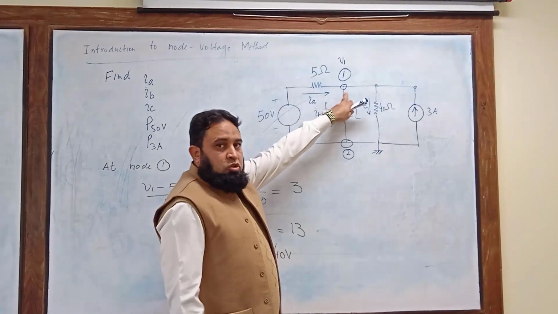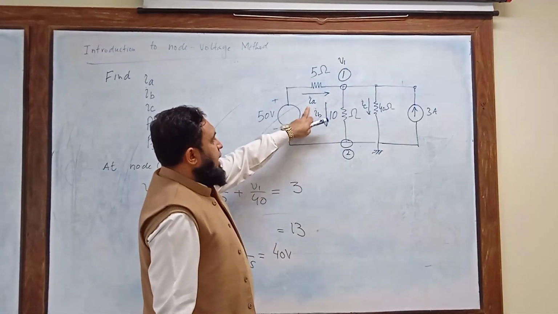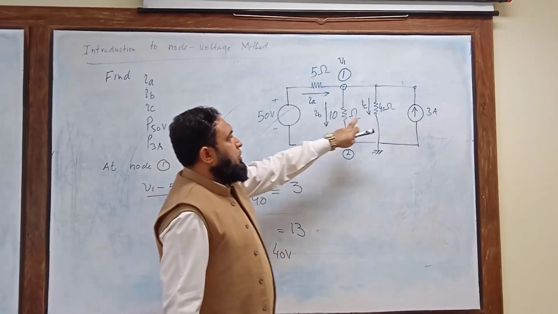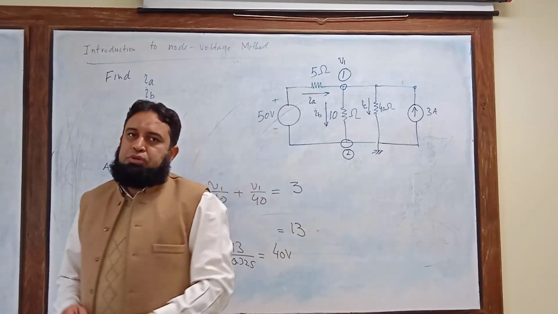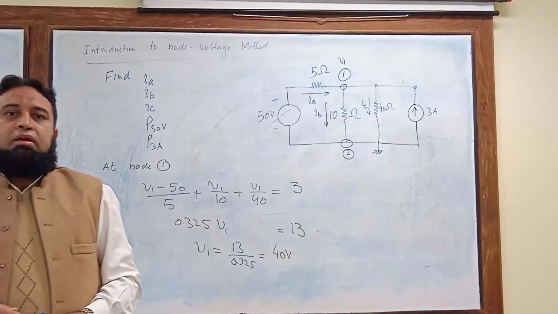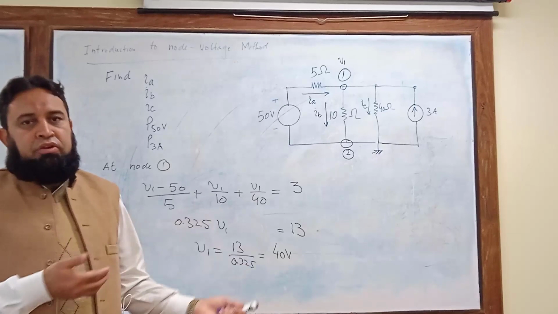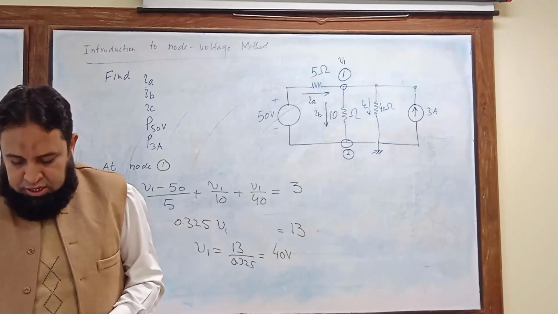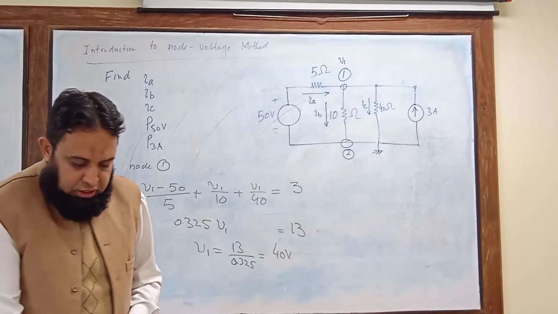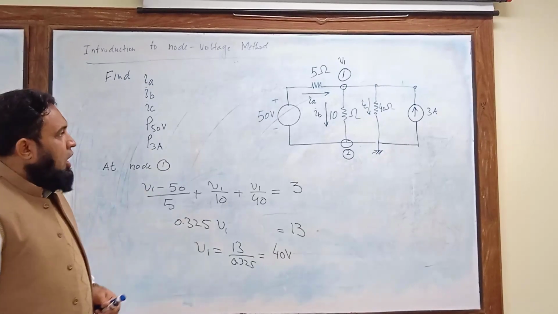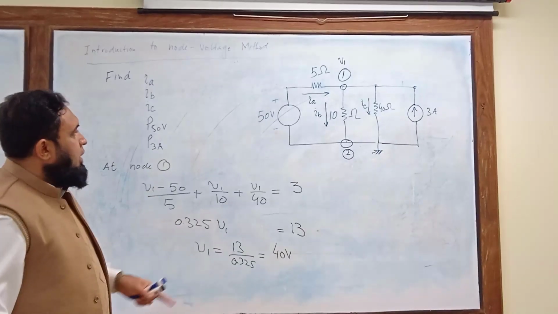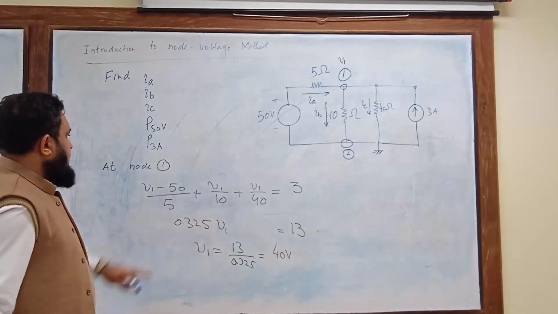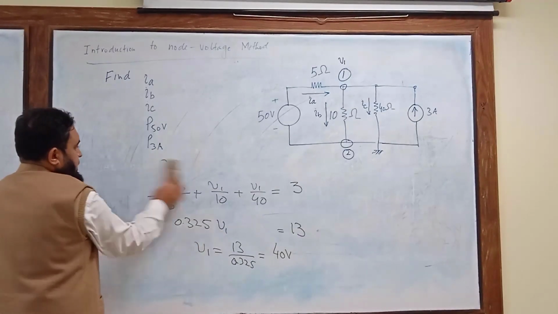Since V1 is known, now current IA, current IB, and current IC can be computed. Similarly, the power delivered by the sources, the 50 volt source and the 3 ampere current source, can be easily computed. So now look at how to determine IA. This is now very clear.